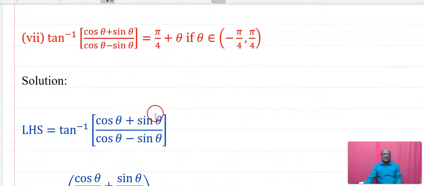Okay, now the next example. Tan inverse of (cos theta plus sin theta) upon (cos theta minus sin theta) is equal to pi by 4 plus theta, where theta belongs to the open interval minus pi by 4 to plus pi by 4.